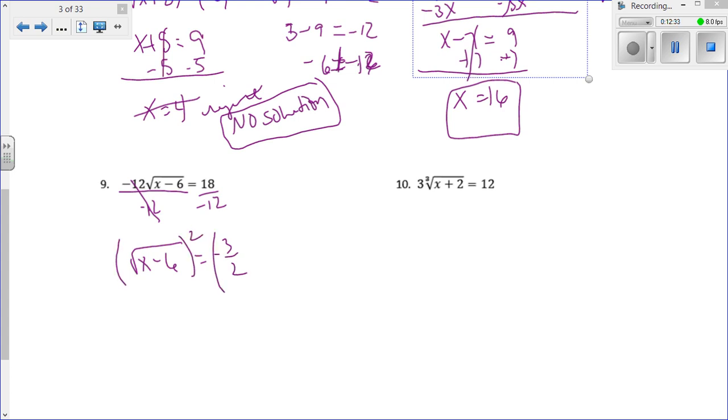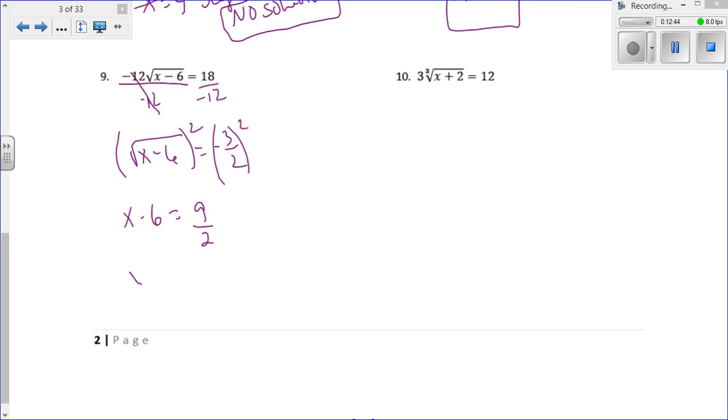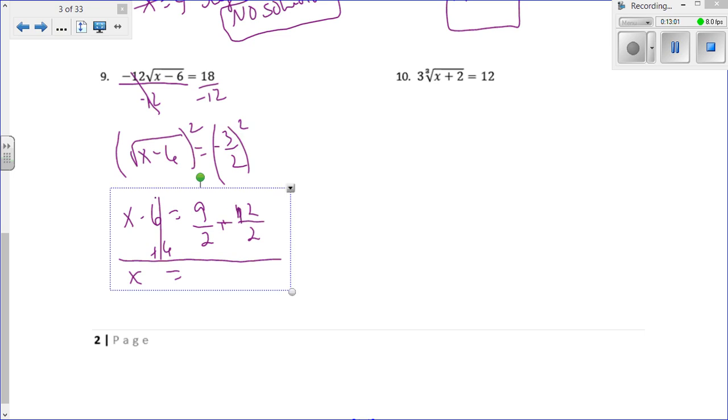Square both sides. I will have x minus 6 equals 9 halves. So I'm going to add 6 to both sides. I'm really adding 12 halves. I just made a common denominator in my head. And that would be 21 halves.